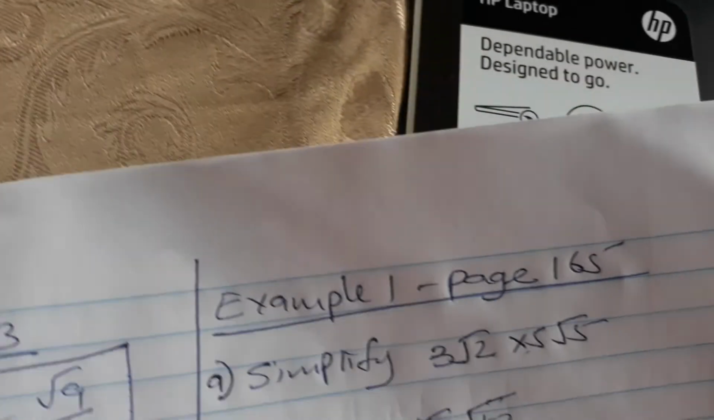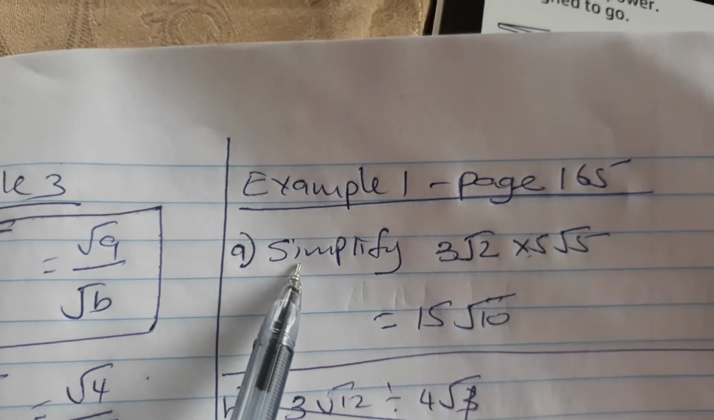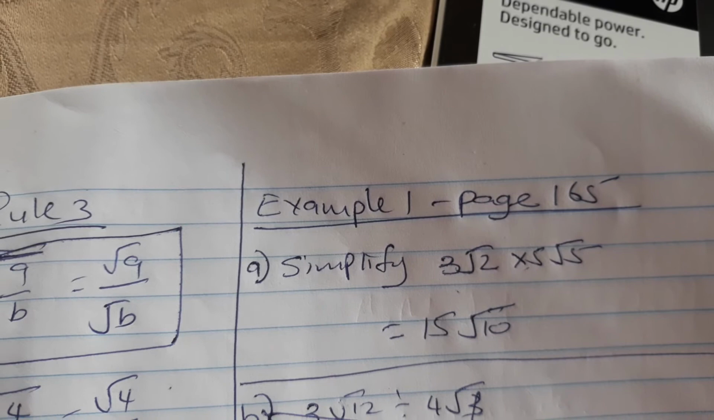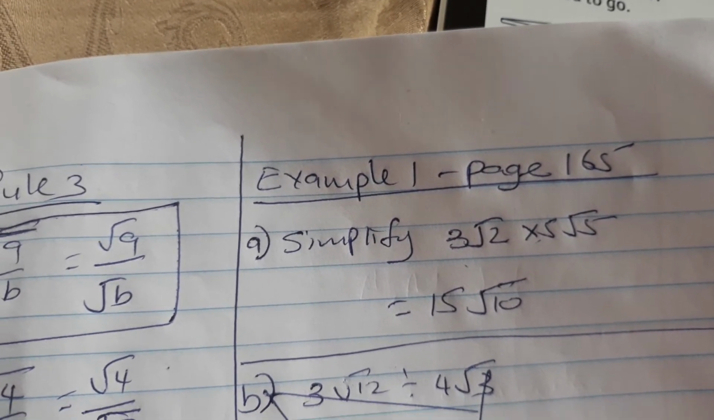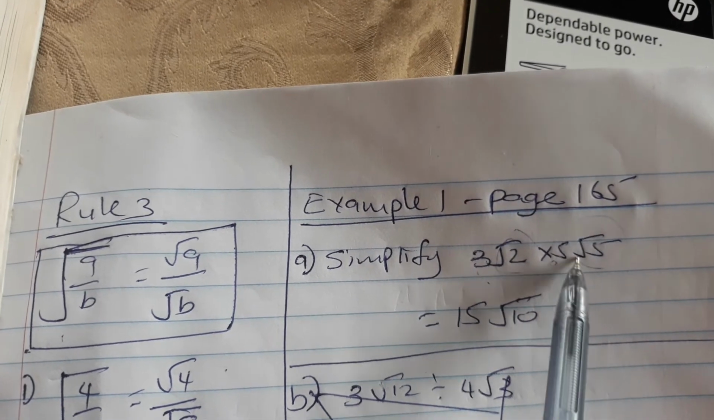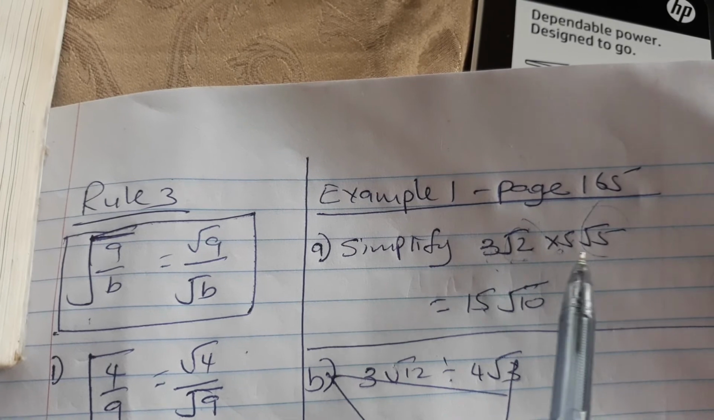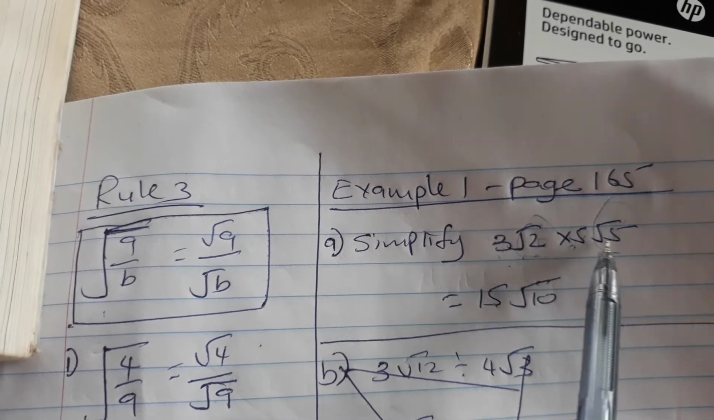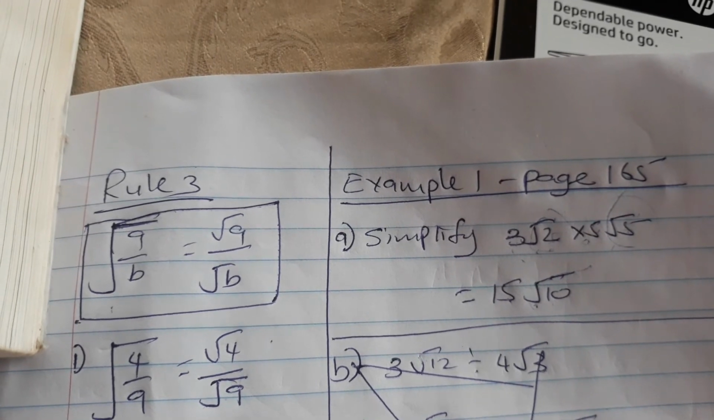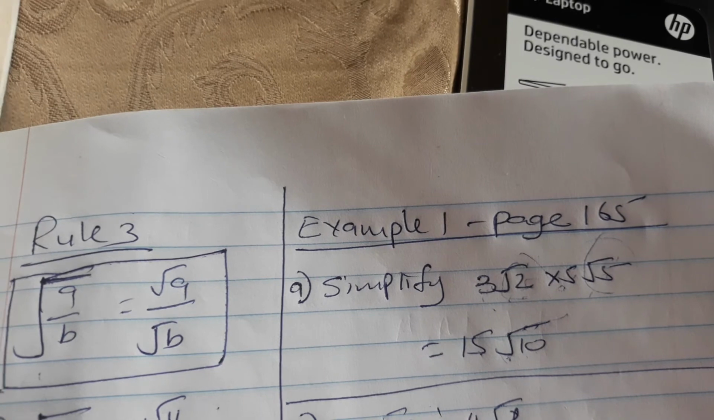Now we are going to look at a few examples on page 165. Example 1. We have to simplify. When we are simplifying, surds follow the same rule as algebra. The numbers will be multiplied with the numbers, and the roots will be multiplied with the roots. So 3 times 5 is 15. Root of 2 times root of 5, we just multiply them and write it as root of 10. We cannot simplify root of 10 further, so we will leave our answer as it is.